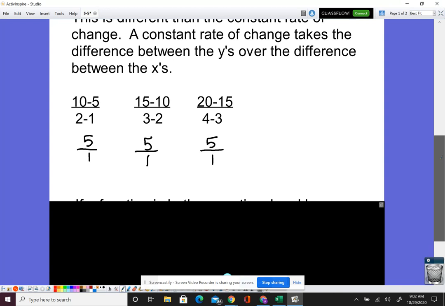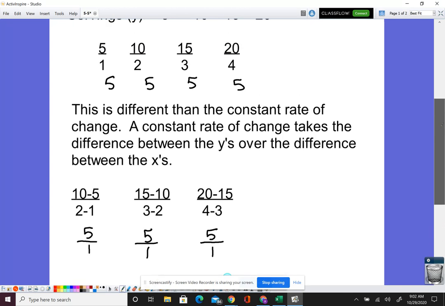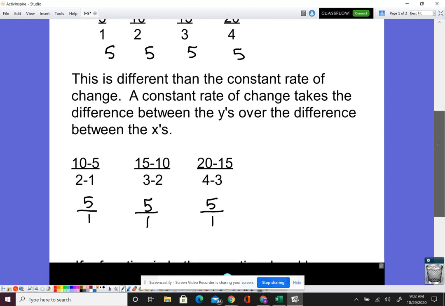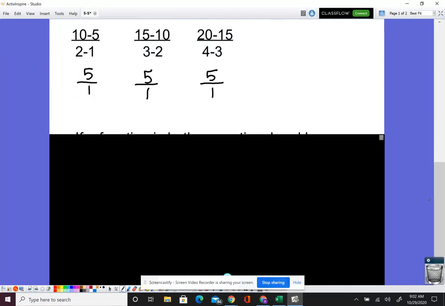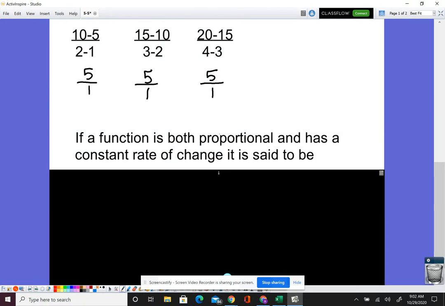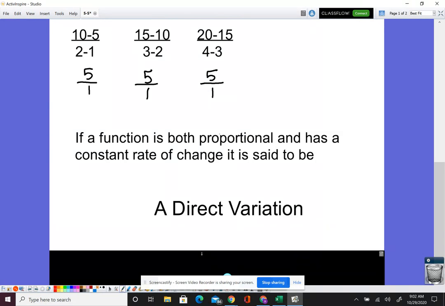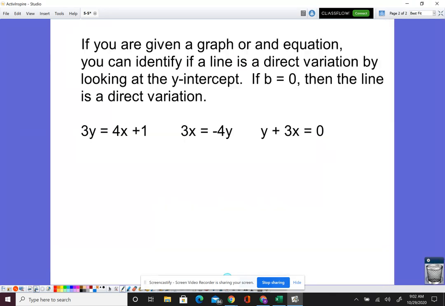So if you notice, the constant rate of change and the proportional constant are the same. And that occurs when we have a direct variation. Yay! Aren't you excited? So if you're given a table, we have to check both proportionality and constant rate of change to see if those are the same thing.